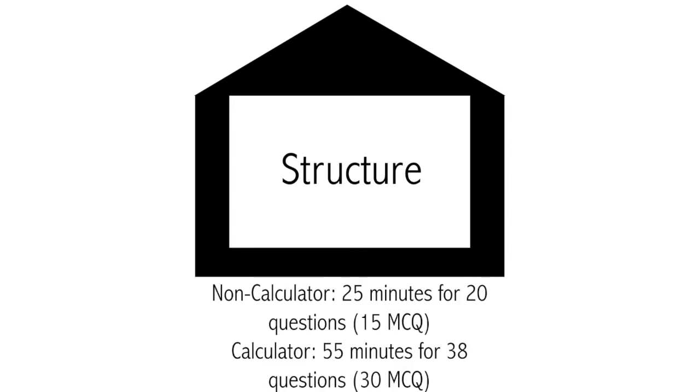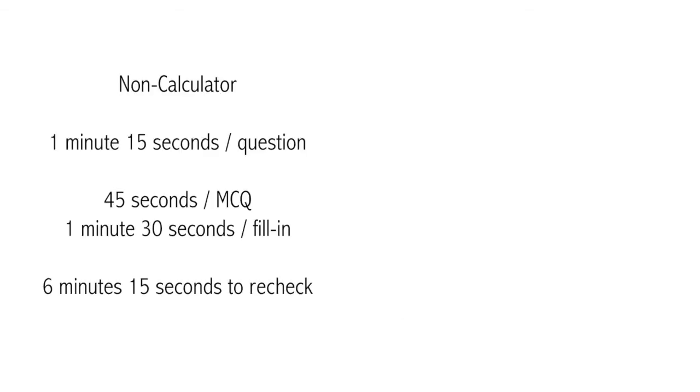Now the first thing we need to look at is structure. So there are non-calculator and calculator questions. The non-calculator section involves 20 questions, out of which 15 are multiple choice, and you have 25 minutes for that, right? Your calculator section is 55 minutes for 38 questions, out of which 30 are multiple choice, right? So that means 8 are fill-in grids for the calculator section, while that's 5 fill-ins for non-calculator, right?